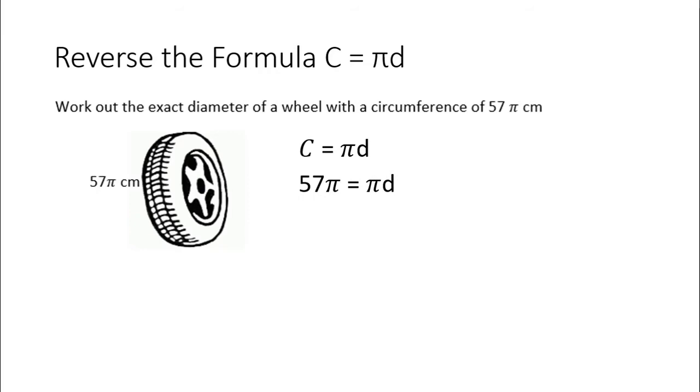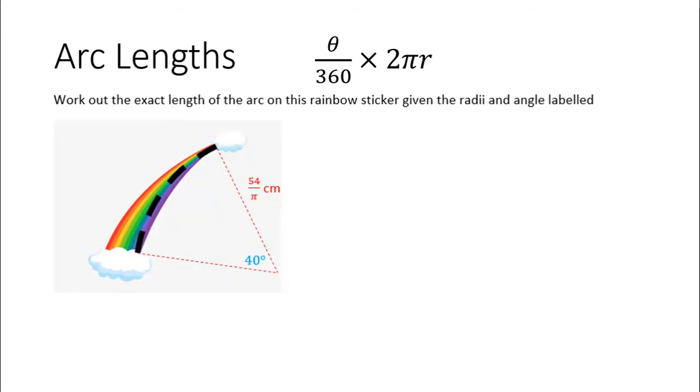And now we have an equation, not just a formula, but an equation with one unknown value that we can rearrange to solve. We want to get d on its own, and right now it's being multiplied by pi. So take that pi to the left-hand side and divide. So 57 pi divided by pi. And hopefully you can see that cancels down nicely. 57 times pi divided by pi cancels out that pi altogether. So the diameter is just going to be 57 centimeters.